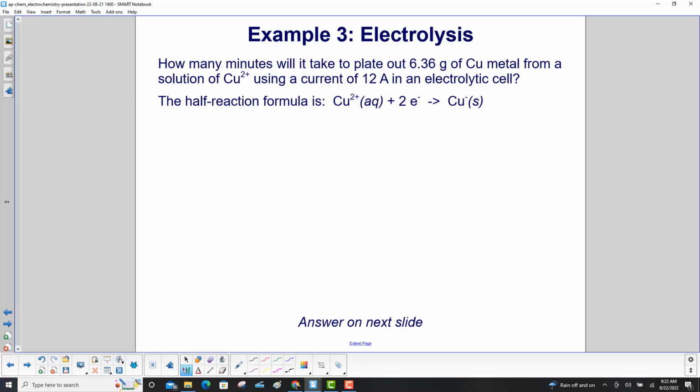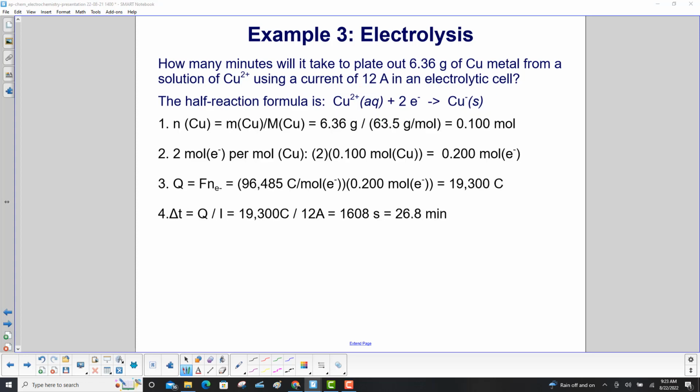How many minutes will it take to plate out 6.36 grams of copper metal from a solution of copper 2+ using a current of 12 amps in an electrolytic cell? And we're given the half reaction formula right here. We start by determining the amount of moles of copper we have. So the number of moles is the mass of the copper divided by the molar mass, which we get off the periodic table. So 6.36 grams divided by 63.5 grams per mole is 0.100 mole.